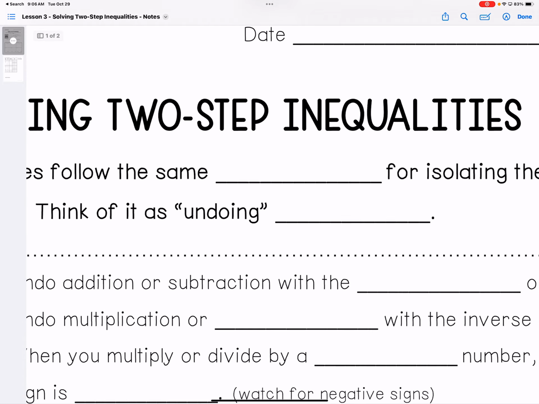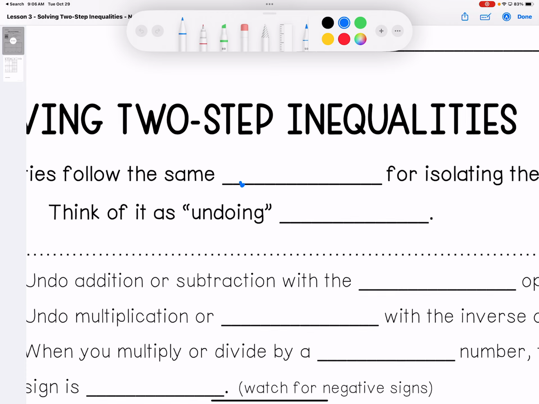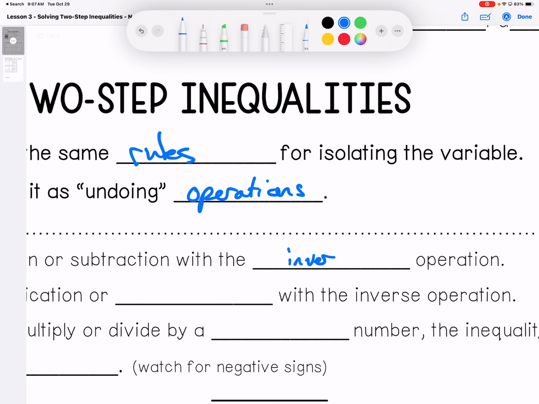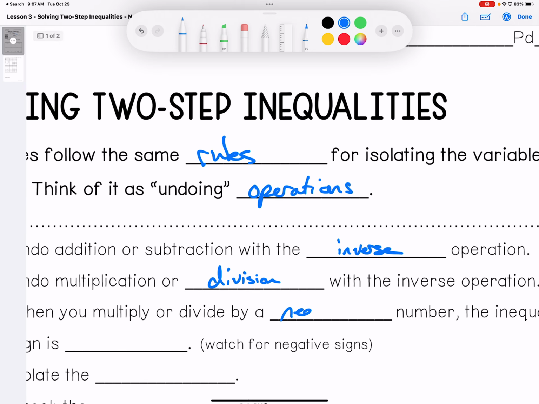Two-step inequalities follow the same rules. For isolating the variable, think of that as undoing the operations. So we're going to follow the same rules for getting that variable by itself. Number 1, we're going to undo the subtraction with the inverse operation. Number 2, we're going to undo the multiplication or division with the inverse operation. Number 3, when you multiply or divide by a negative, the inequality sign is flipped.